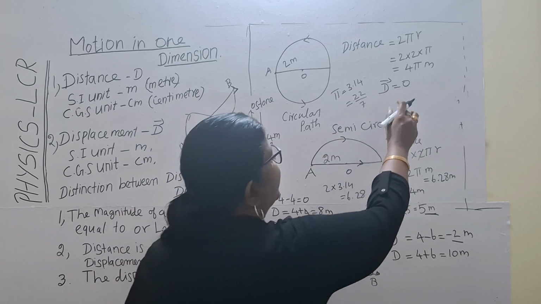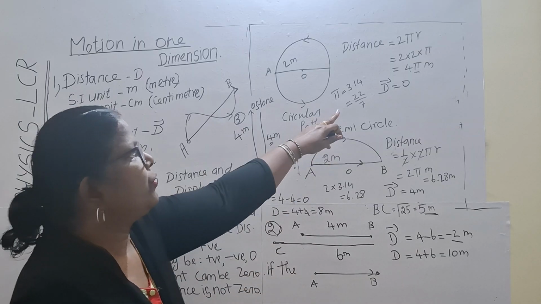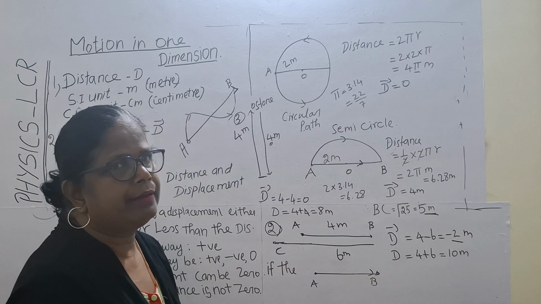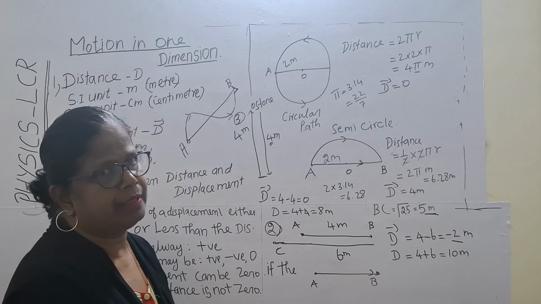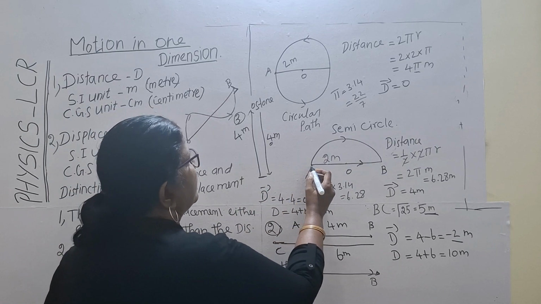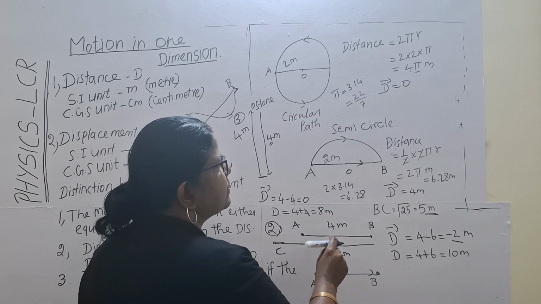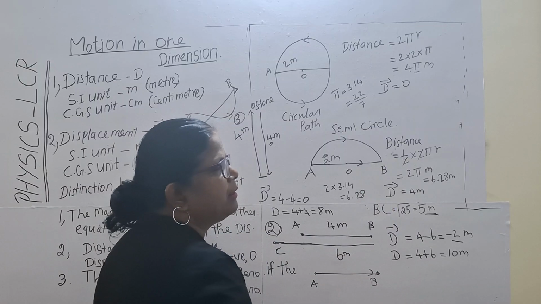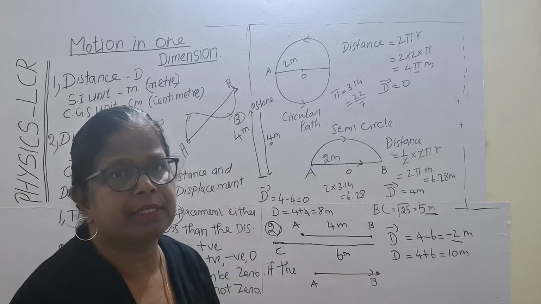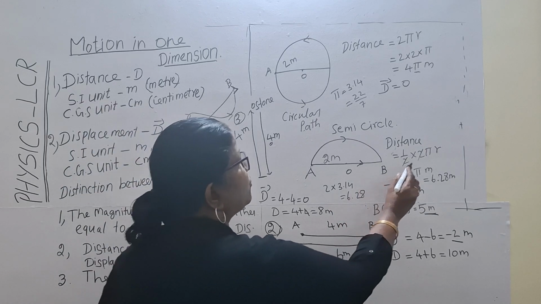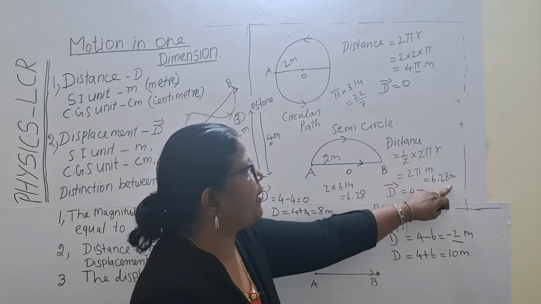So 4 pi meter. The pi value I gave is 3.14 or 22 by 7. Right? Next actually, I gave a semicircle. The body moves from position A to position B. This is a semicircle. So the distance is half of the circumference of the circle. 2 pi r is the circumference of the circle. So that's why half into 2 pi r. So just to see, the distance value will come 6.28.